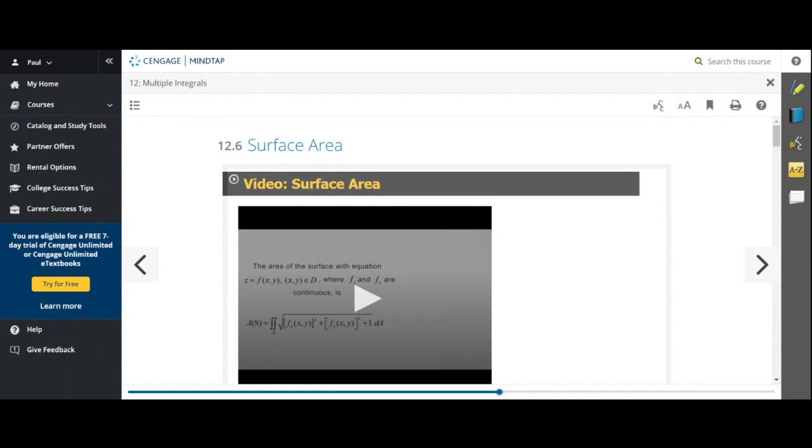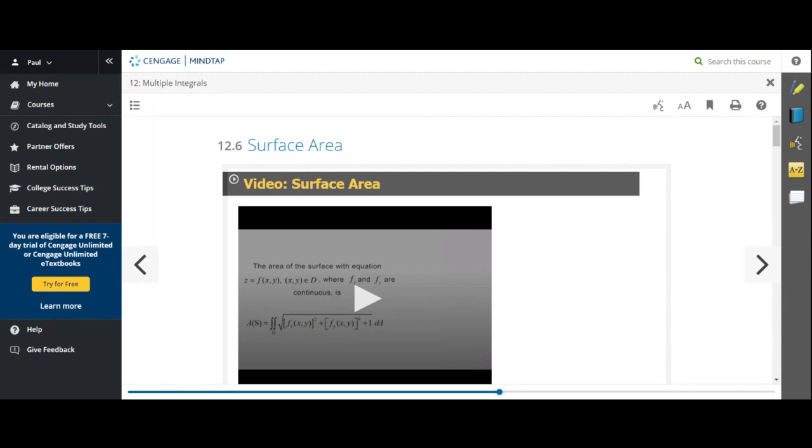Okay, so in section 12.5, we learned about some applications of double integrals, in particular the moments and the center of mass of a lamina. This comes up in engineering and physics applications. Double integrals also come up in probability and statistics. We just don't really have the time to cover that here, but I encourage you to take a course on that in the future.